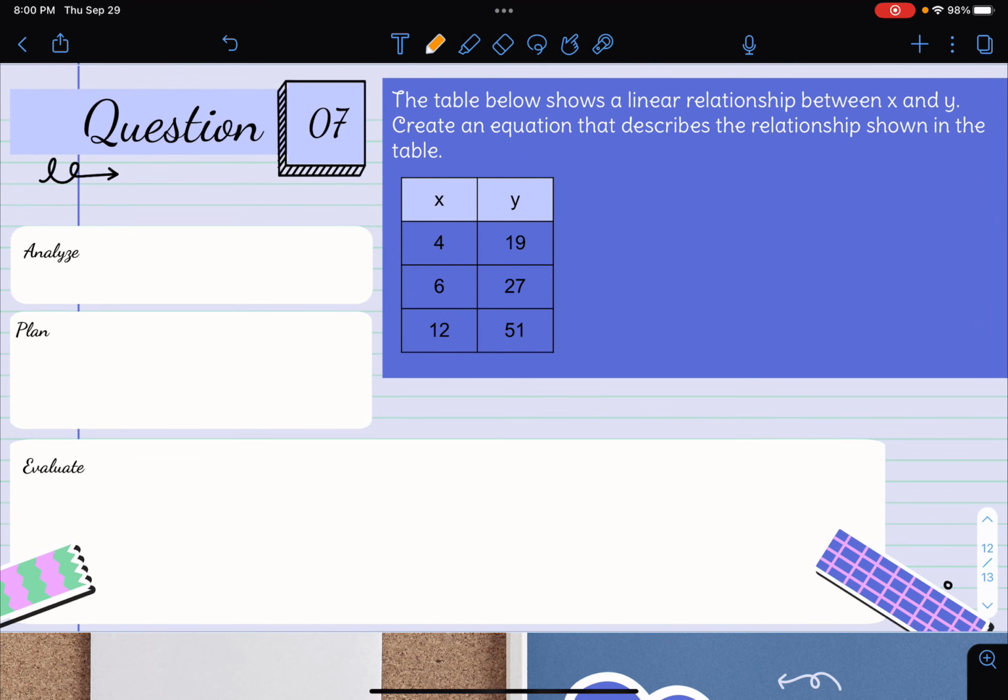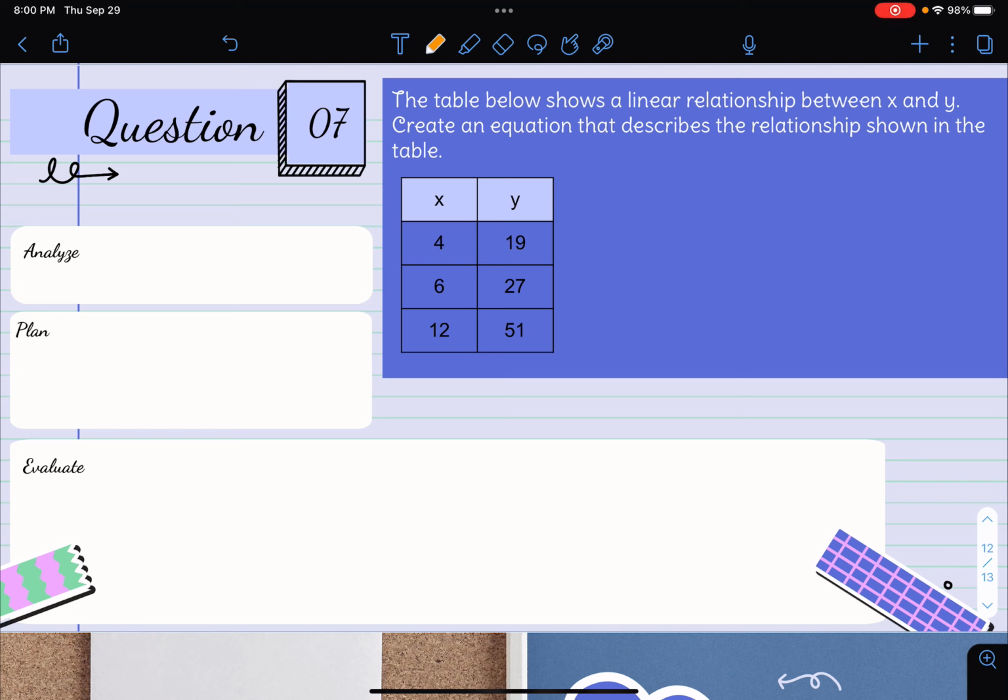Right, so this is question number 7. So again, you're going to analyze, plan, and evaluate. So you always start by analyzing, and remember, for analyze, you text code your problem, and when you text code, you underline your question, circle important information, and box in keywords.